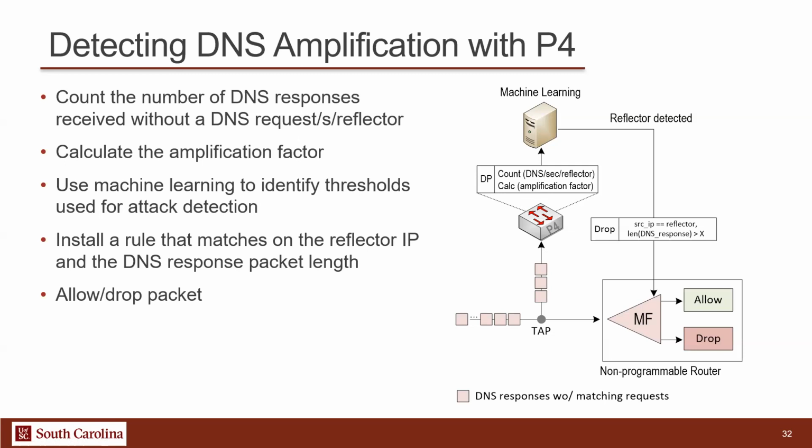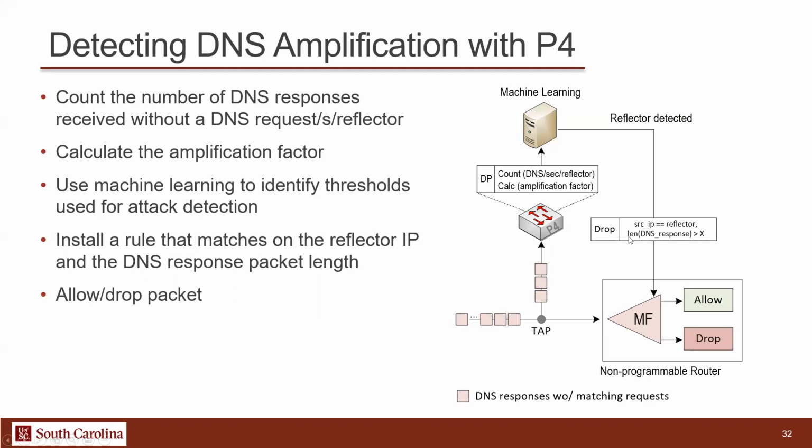And basically, if we have an amplification attack, the algorithm tells us, okay, it's there. So what we do is we construct a rule. We use here the multi-field classifier, and we say that we want to drop the traffic if it has the source IP equal to that of the reflector, and at the same time, if the length of the DNS response packet is greater than some threshold.